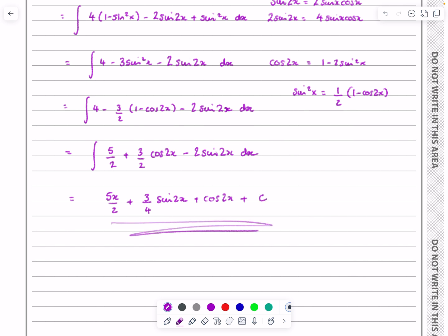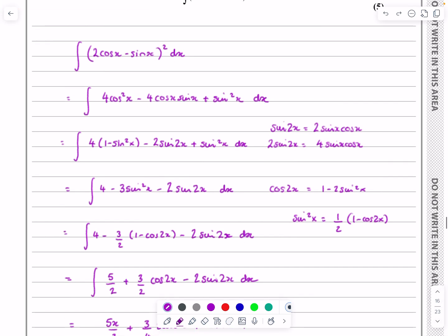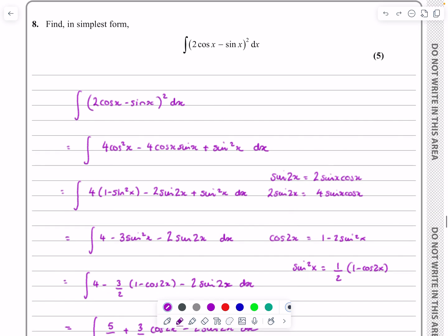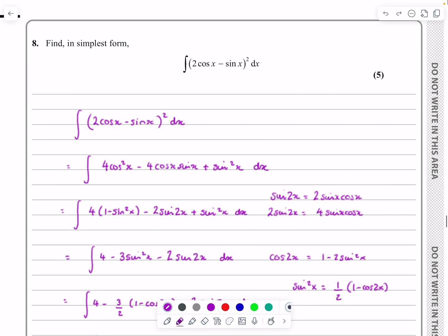I know I went quite quickly through the integral of sin 2x and cos 2x, because at this stage I would expect you to be able to do those two bits relatively straightforwardly. If not, you need to go back to your bookwork and practice a little bit more. But apart from that, using the identities as necessary to change it to something that we can integrate is a key skill. Hopefully that all makes sense.